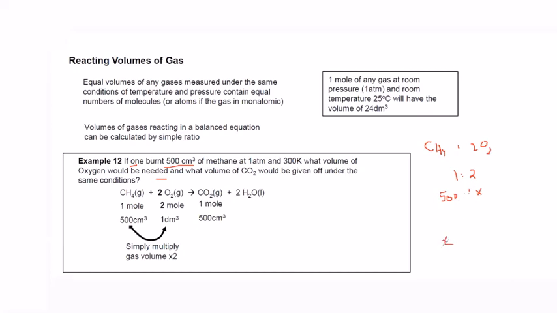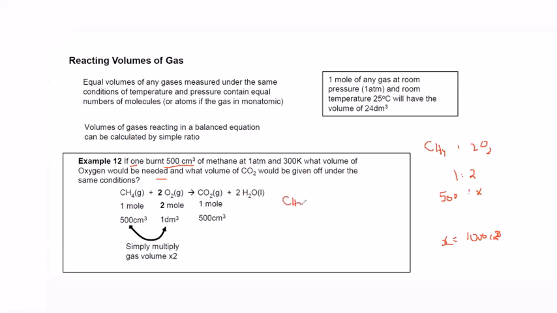So what will we get? We will get oxygen should be twice. So oxygen should be 1000 centimeter cube. When we are taking a ratio, we don't have to convert the unit. Later we can convert, but in a ratio, we'll get the answer the same way. How much carbon dioxide is there?